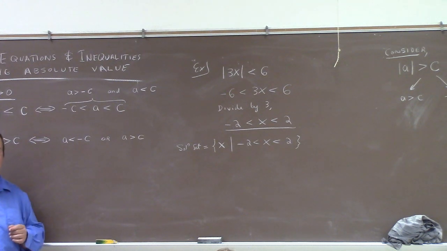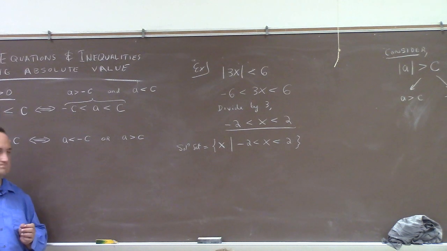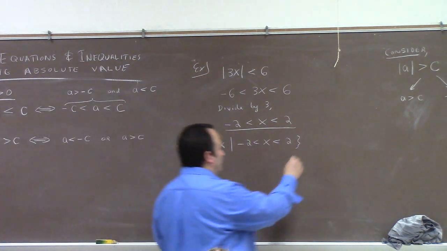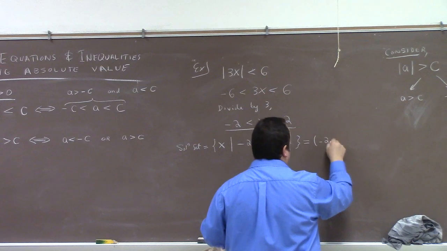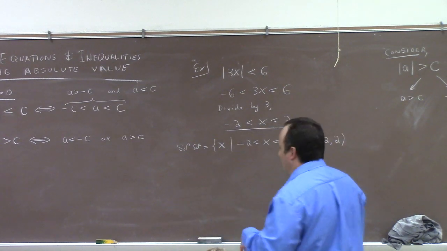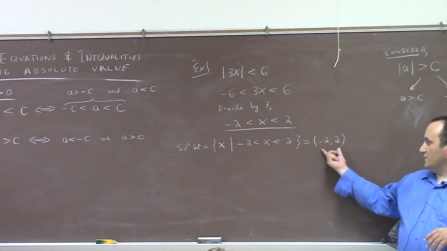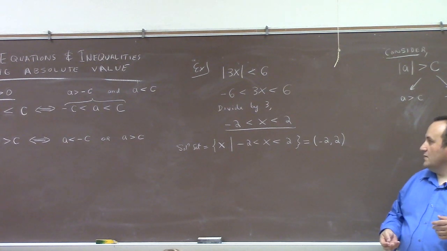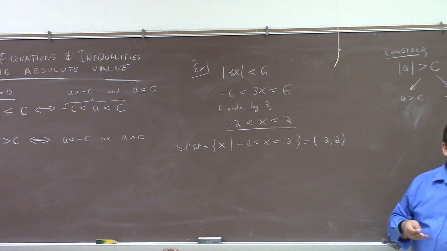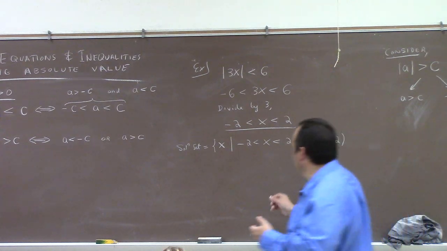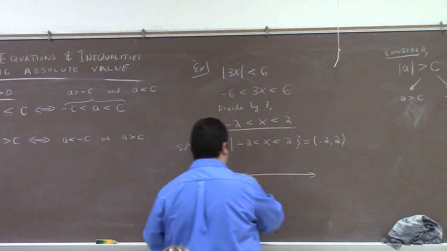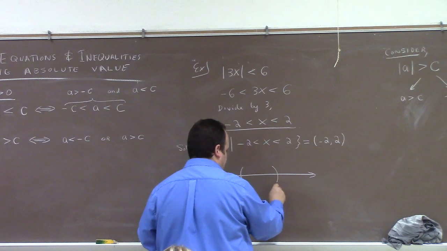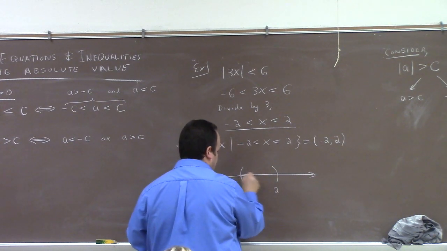What's that set in interval notation? Negative 2 to 2, right? I usually ask for interval notation because it's way easier to write. And then there's one other way we can write our answer, which is graphically, on the number line. That isn't especially exciting here because I've only got one color of chalk, but there you go.